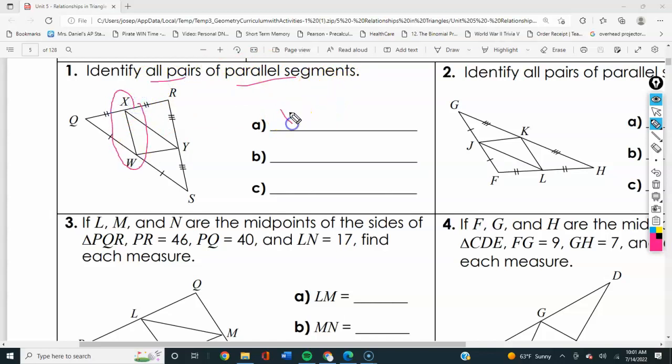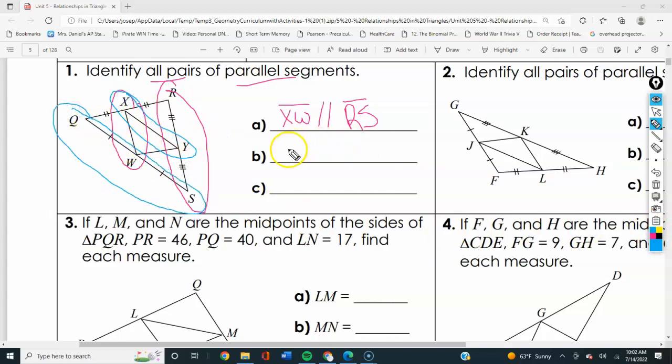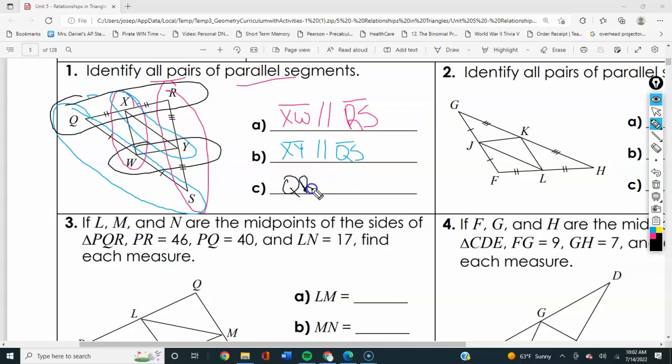Let's start with XW. So XW is going to be parallel to RS. I could put RY or YS, but I'm going to use RS. Actually, yeah, I could have done any of the segments. Next is XY. Well, XY is going to be parallel to QS. And lastly, we have QR parallel to WY. Well, that's a mess. I say it's going to be QR to WY.